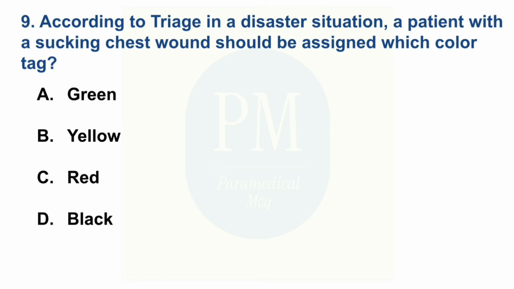According to triage, in a disaster situation, a patient with a sucking chest wound should be assigned which color tag? Option A, green; option B, yellow; option C, red; option D, black. The correct option is option C, red.